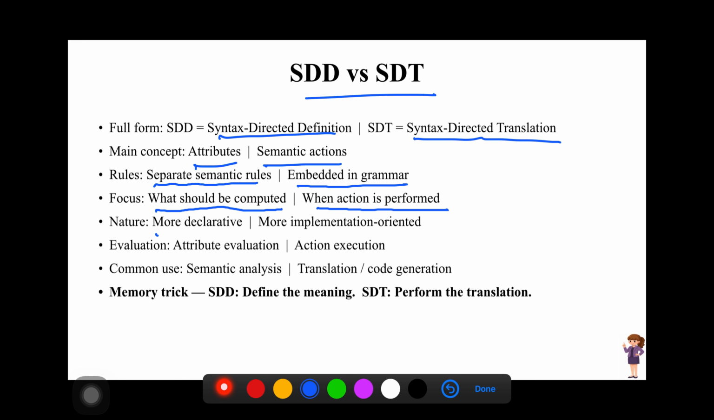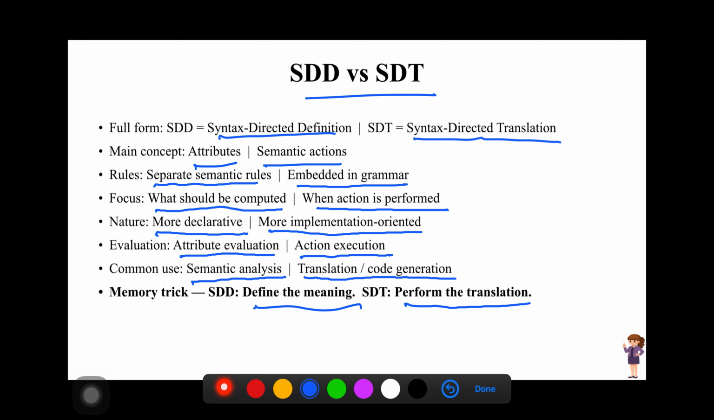The nature of SDD is more declarative. The nature of SDT is more implementation oriented. Evaluation of SDD is attribute evaluation. Evaluation of SDT is action execution. SDD's common use is semantic analysis, whereas SDT's common use is translation or code generation. One of the memory tricks is: SDD defines the meaning, whereas SDT performs the translation. I hope you guys understood.